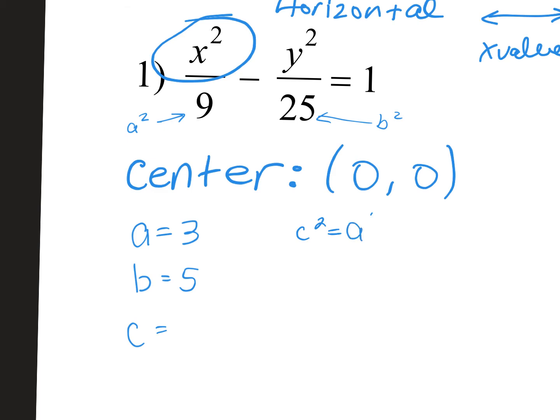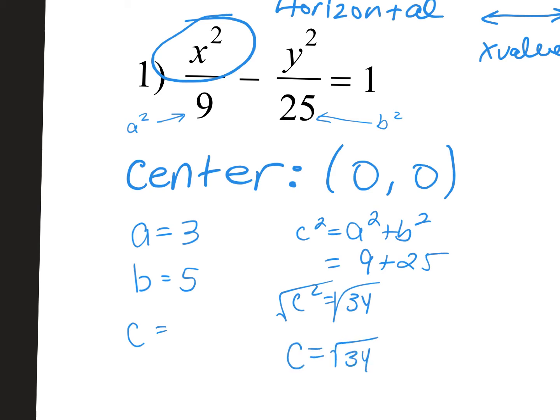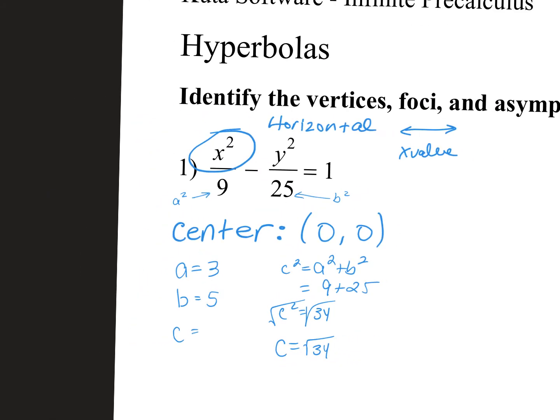Perfect. C squared equals a squared plus b squared. Well, I know that a squared is 9. I know that b squared is 25. So c squared equals 34. Take the square root. And c equals the square root of 34. Agreed? Okay. Questions on that? You guys all right? So what did they ask for?